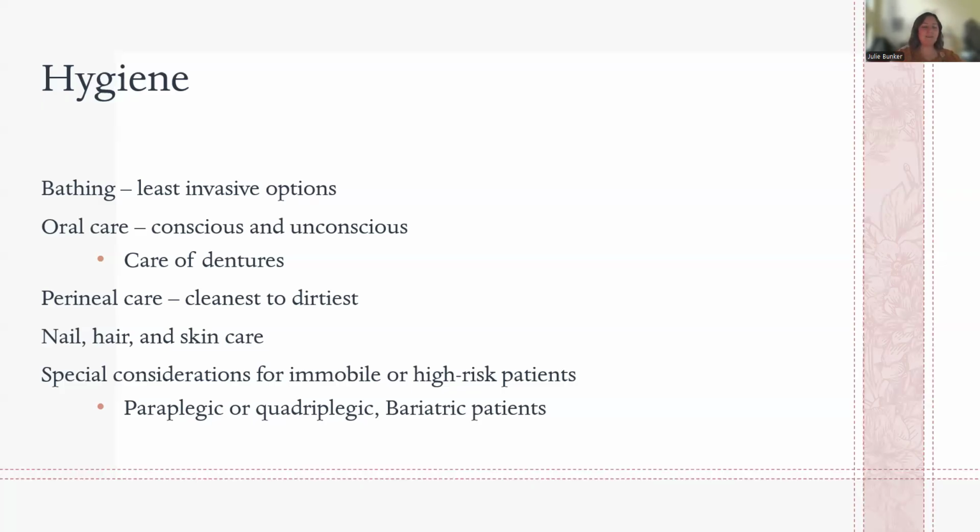Okay. Nail, hair, and skincare depends on the patient. It's going to be individualized. Again, aim to assist, offer them options, but ultimately to their extent, to their desire. Think about special considerations for patients who are immobile or high-risk patients. So in our example, we had a patient with a spinal cord injury in that last question. So again, if the patient's paraplegic, if the patient's quadriplegic, we don't really have an option there. We're doing a complete bed bath.